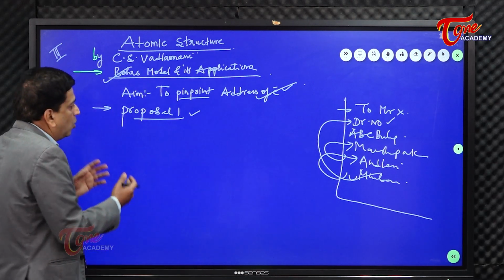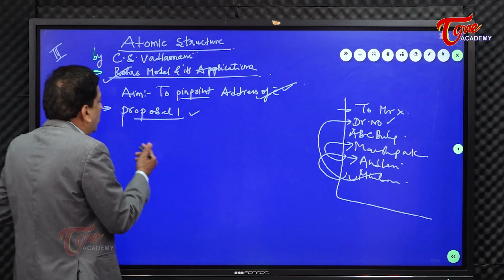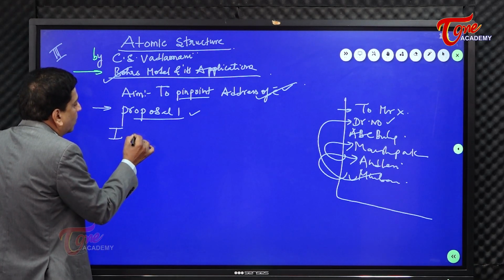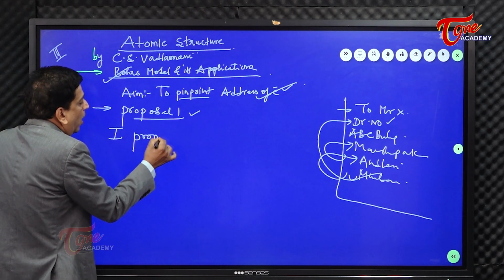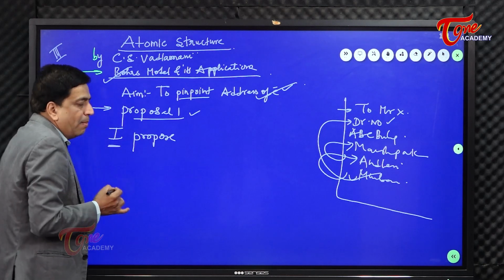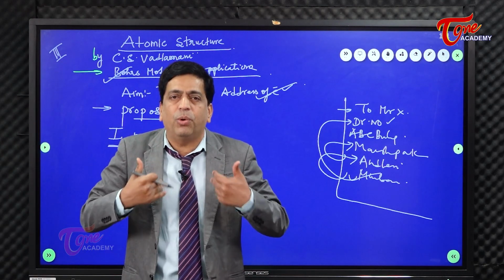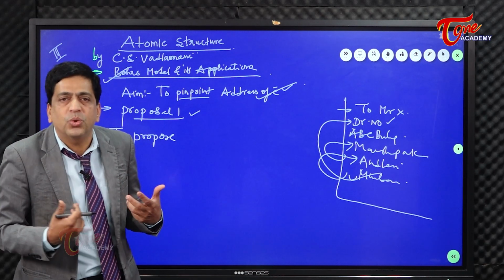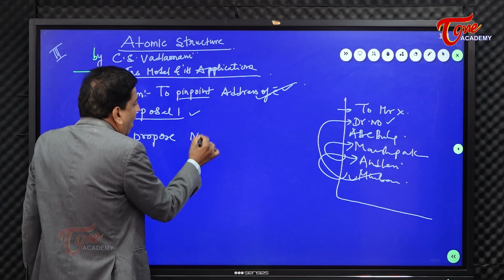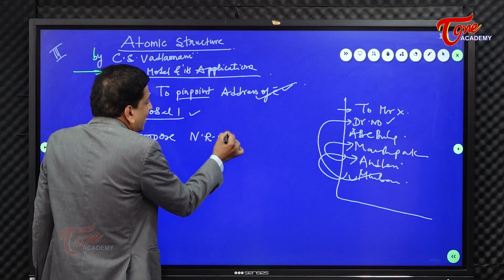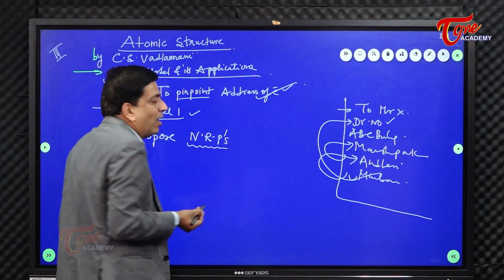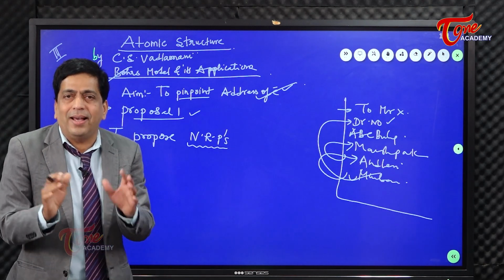So here is proposal number 1, and see what he's telling. I propose. He's using the word I. He's so confident, man. He says, I propose NRPs. I would like to underline this. Now, what exactly are NRPs?